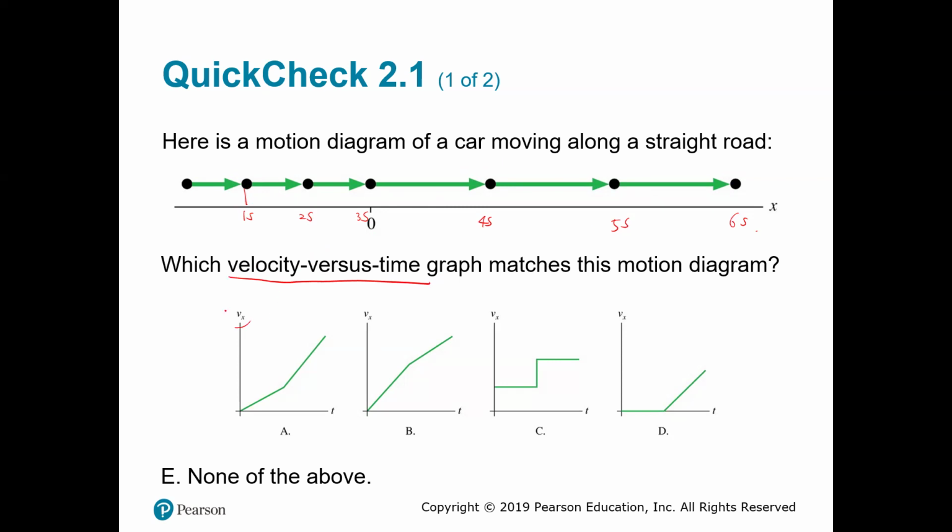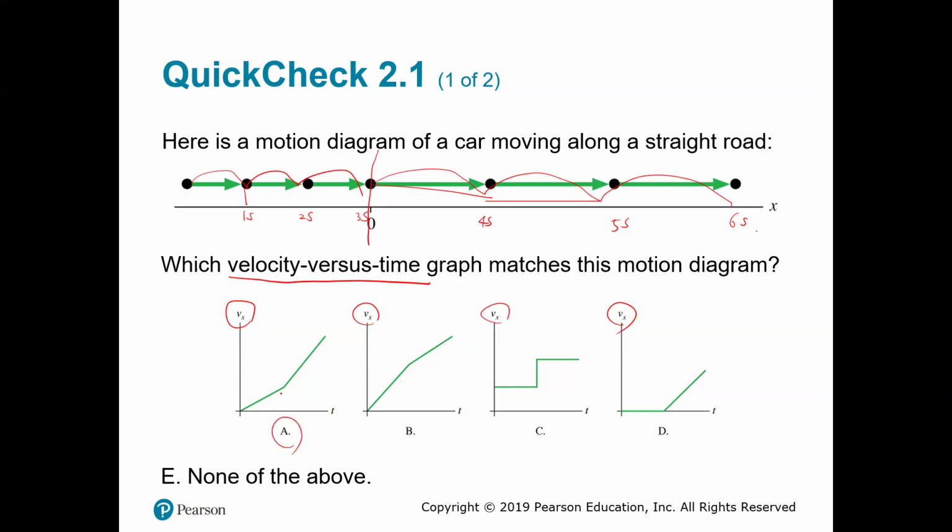Make sure you always check the axis names carefully. For the first 3 seconds, what happened? You travel with a constant velocity. In the next 3 seconds, you travel with a constant velocity as well, but you travel a longer distance, so your velocity is faster. So the answer is A.